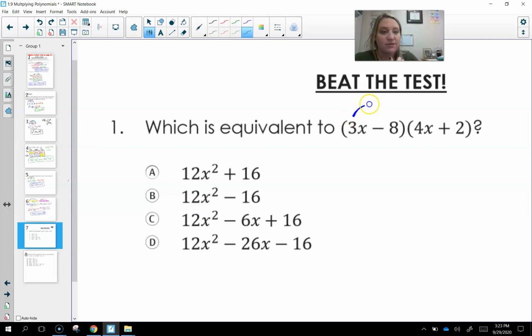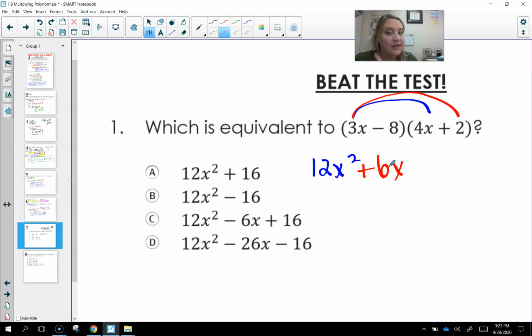Okay, so first I'm going to do 3x times 4x. Well, that gives me 12x squared. Notice they all start with 12x squared. So, okay, that's fine. At least I know I did it right. I didn't get to eliminate any choices, but I know that that part is correct. All right, now we're going to do 3x times 2. That gives me a positive 6x.